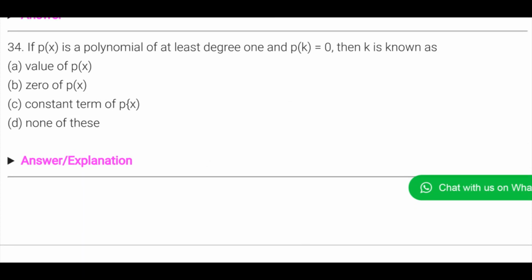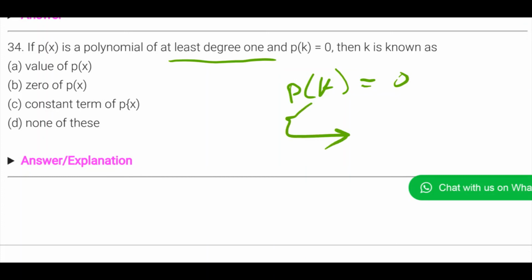34th question. If p of x is a polynomial of at least degree 1 and p of k equals 0, then k is known as. If p of k equals 0, k is called a zero of the polynomial p of x. So it is option B, zero of the polynomial p of x.